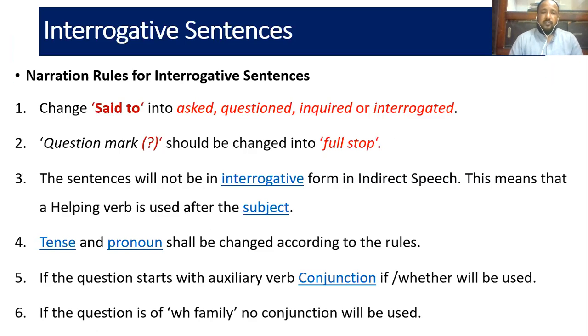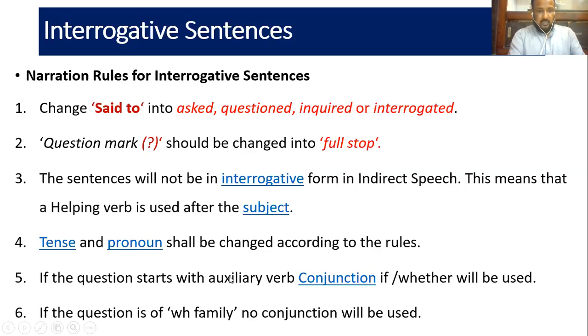Let's move to the interrogative sentence. One of the most important and tough parts, because it takes time to understand and is very much important in terms of exams as well. Narration rules for interrogative sentences. First, said to is changed into asked, questioned, inquired of, or interrogated. Question mark should be changed into full stop. The sentence will not be in interrogative form in indirect speech. This means that the helping verb is used after the subject. Tense and pronoun shall be changed according to the rules as we have learned at the beginning.